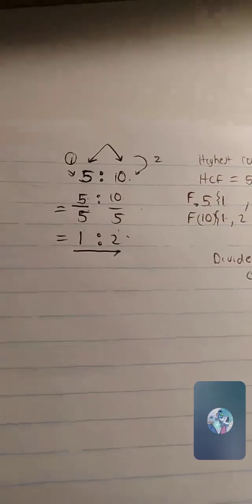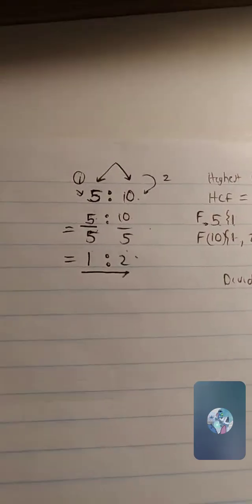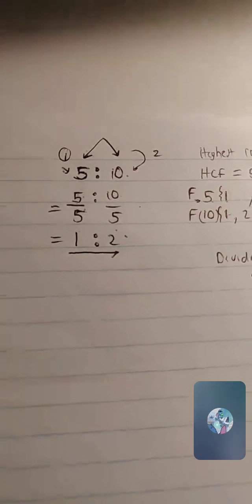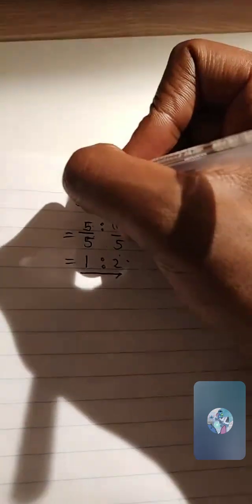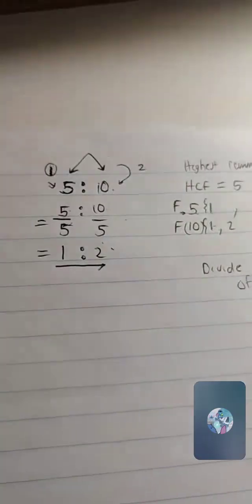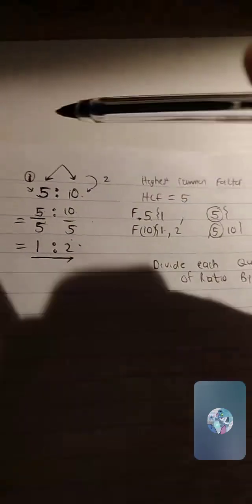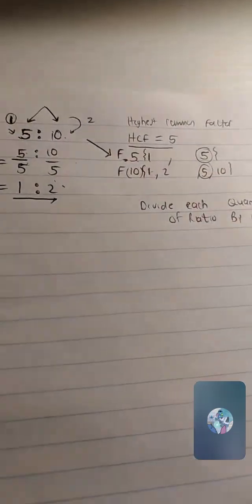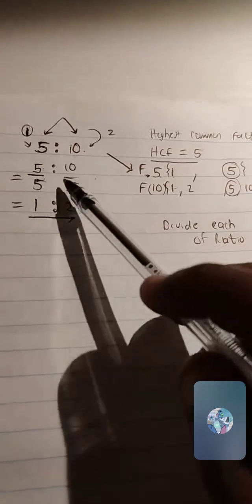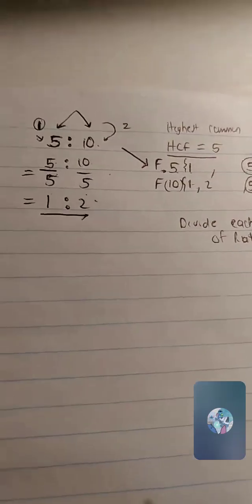So I wanted to ask you, when you look at the examples in your notes, is there an example that seems a bit difficult for you as far as simplifying ratio? This is one example that I've just come up with. But what you need is to know how to find the highest common factor, so that you can divide each quantity in your ratio by that highest common factor, and then you can simplify the ratio to its simplest form.